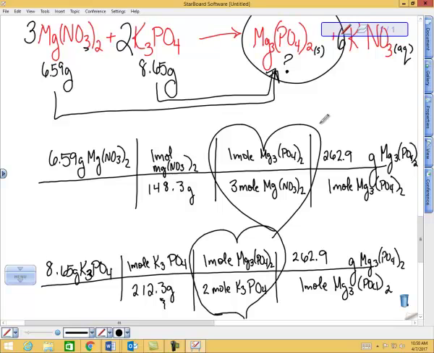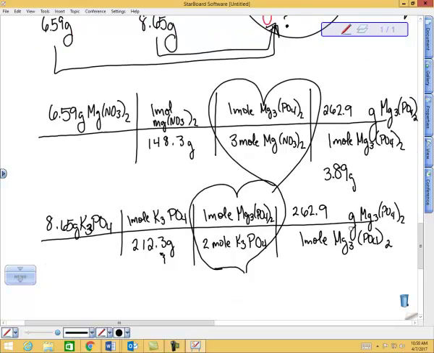Alright, the mole ratios, look at the heart. Make sure your mole ratios are correct from the balanced reaction up on top. Alright, let's go ahead and calculate and see what we get. For the top one, I'm going to take 6.59, divide by 148.3, divide by 3, times 262.9. I get 3.89. Did everybody confirm that? Nice. Okay, 3 sig figs because there's 3 and all the rest of them are 4. Mole ratios do not count for sig figs. So here's one of your answers.